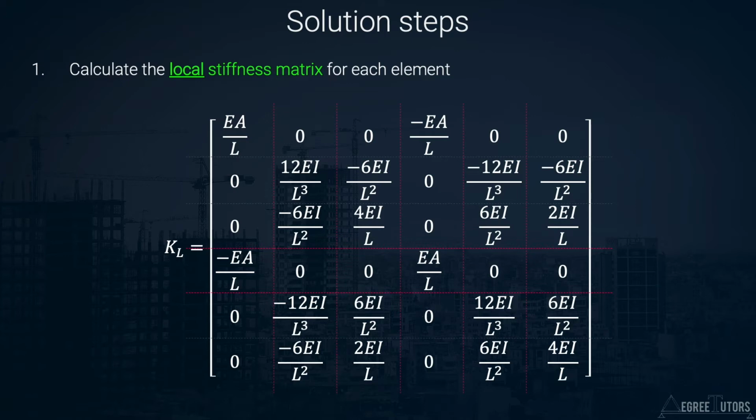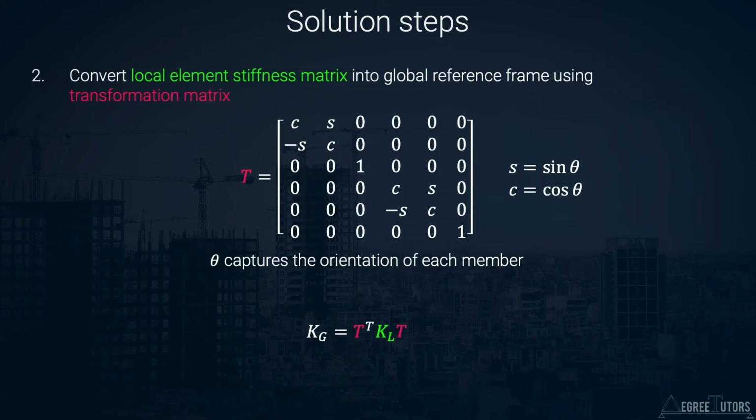And the important thing to remember here is that this is the local stiffness matrix. We're not yet taking into account the orientation of the member. So that's the next step. In the next step, we want to convert that local element stiffness matrix into a global reference frame using this transformation matrix. And again, we've looked at deriving this transformation matrix so we understand its origins. So again, this just captures the orientation of the member within our structure.